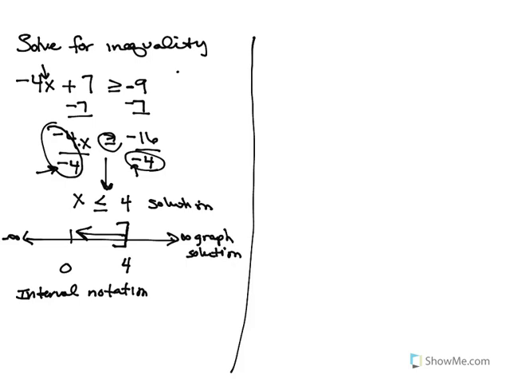So for interval notation, from the left side, the smallest x value that would make this a true statement would be -infinity up to 4 with a bracket on it. So this is the interval notation of the solution. So for your inequalities, you're always going to need the solution, the graph of the solution, and the interval notation of the solution. Okay?